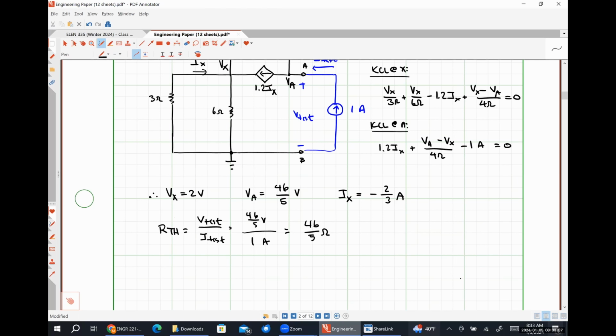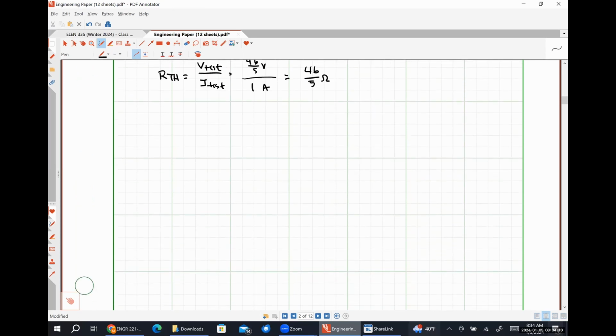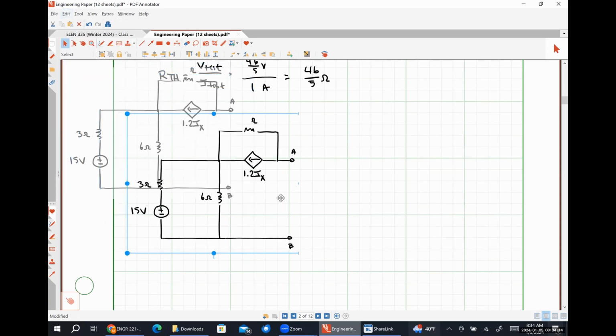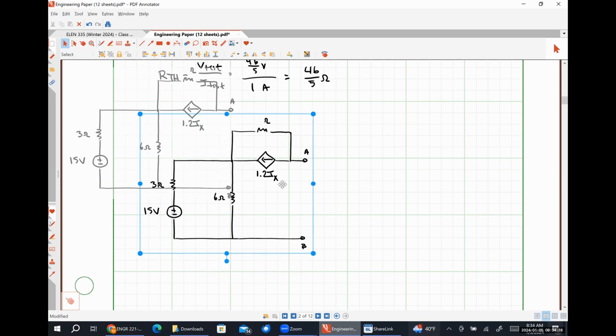Only if you use a current source, because if you use a voltage source, it'll be the reciprocal of your resistance. But yes, which we'll see in just a moment. All right, so a third way is to apply a test current source. Let's do it here.